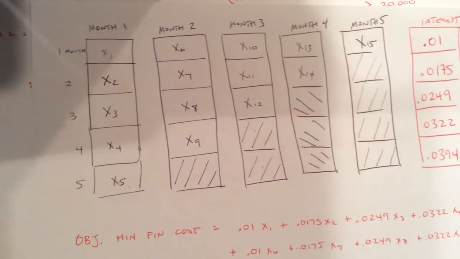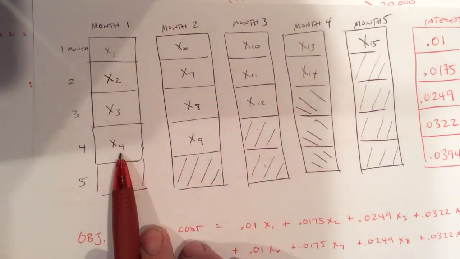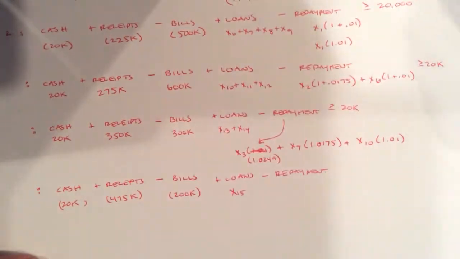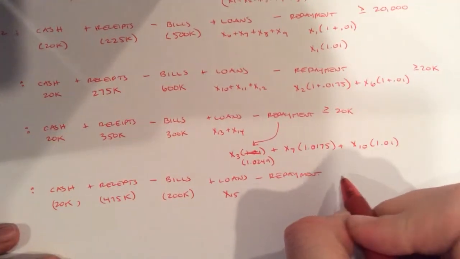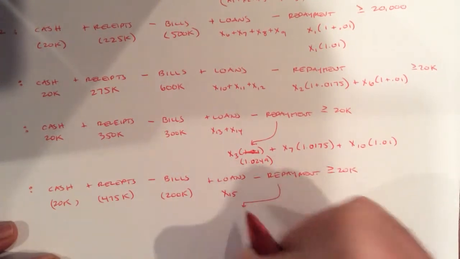Okay, so let's go back here. It's going to be the diagonal. So in month 1, if we take out a 4-month loan, that's what is due in month 5. So it'll be x4, x8, x11, and x13. Our result needs to be greater than or equal to 20K. And so what is our repayment amount?